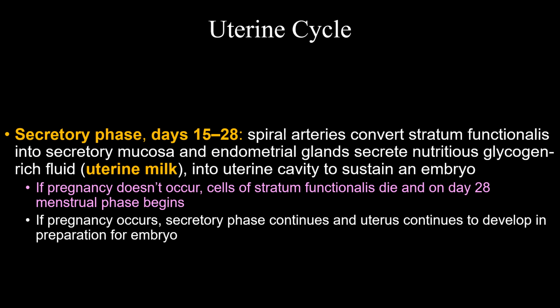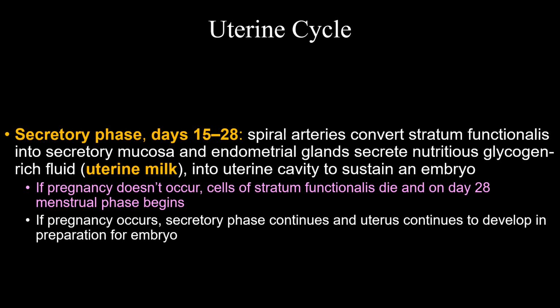So after ovulation, you have the secretory phase or the post-ovulatory phase. And this is regardless of the normal length of a woman's cycle. This is going to be a 14-day phase. During the secretory phase, the spiral arteries convert the stratum functionalis to secretory mucosa, and endometrial glands will secrete a nutritious, glycogen-rich fluid called uterine milk into the uterine cavity in order to sustain the conceptus.